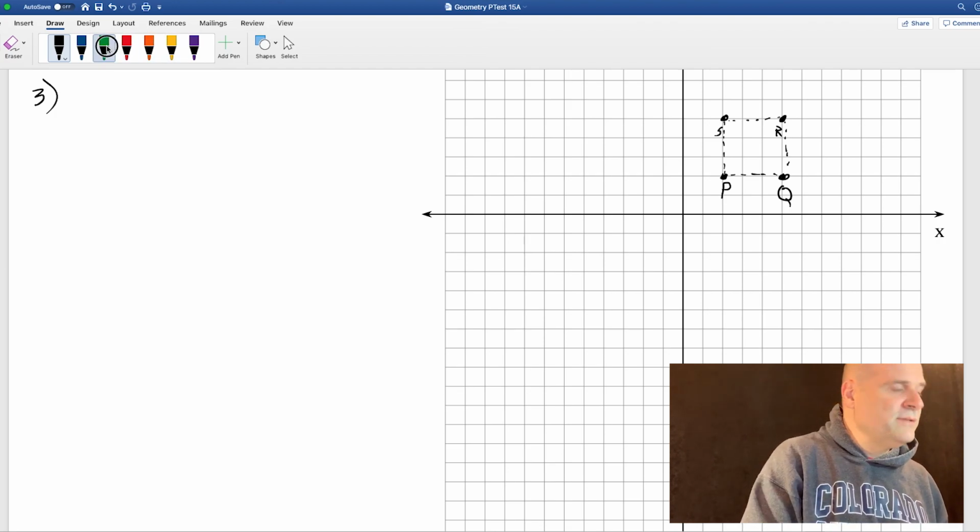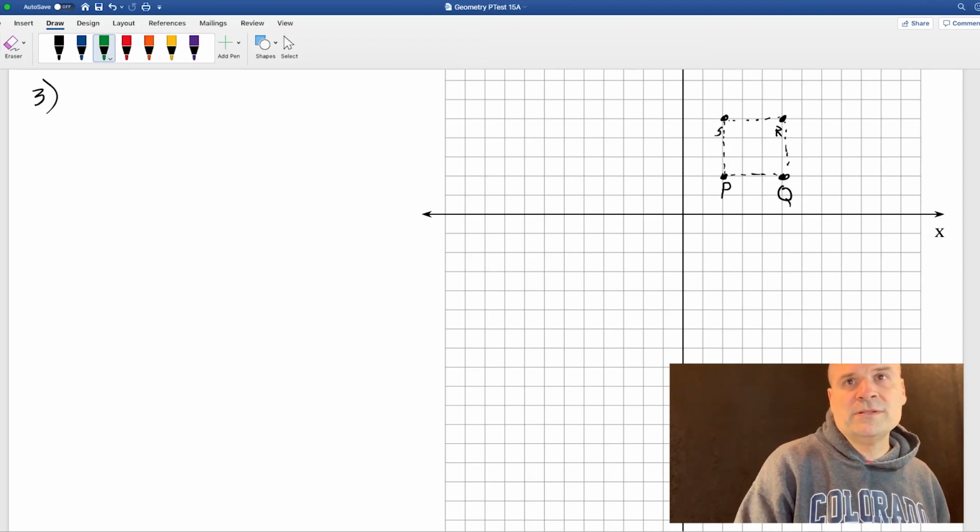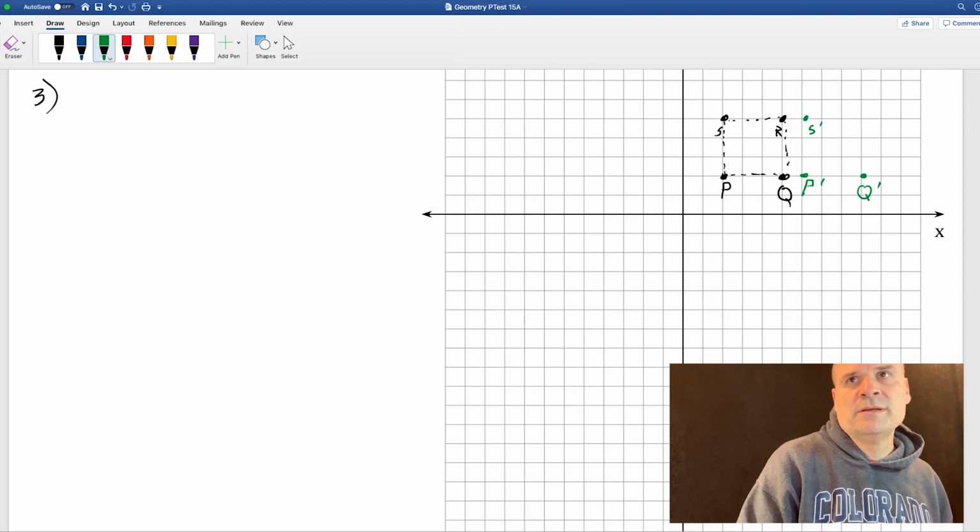We're going to translate that 4 units to the right, so everything goes over 4 units. P goes 1, 2, 3, 4. So here's our new P, P prime. Here's our new Q, 4 units to the right of that, Q prime. Here is S prime, and here is R prime. And I'm sure you're watching a lot of Amazon Prime. Prime joke.